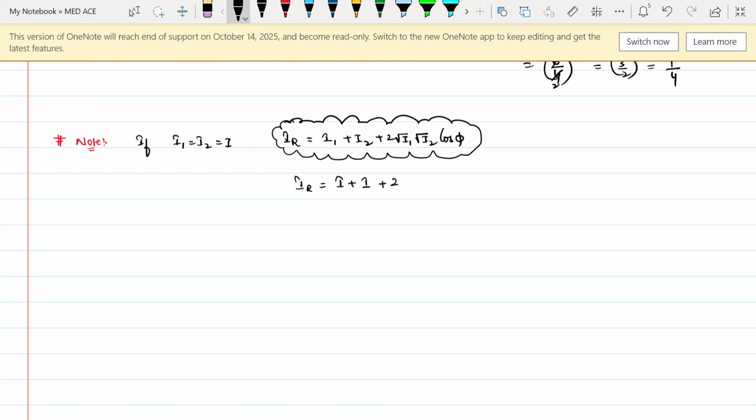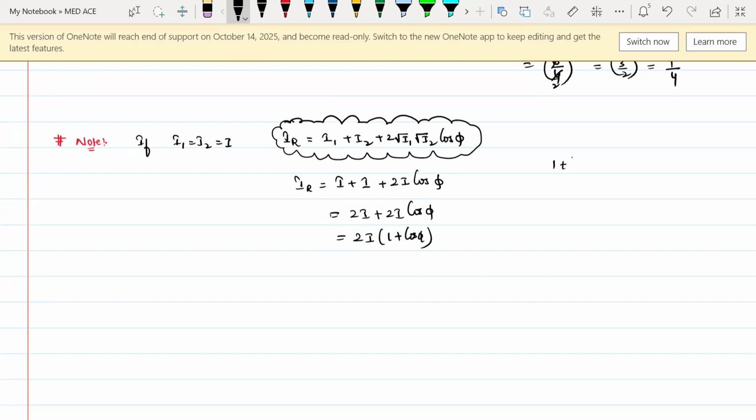This will become how much for me? Root of I square will become how much for me? Root of this will become I, so 2I into cos phi. This value will become 2I plus 2I into cos phi. I can take 2I common, so it is 1 plus cos phi.